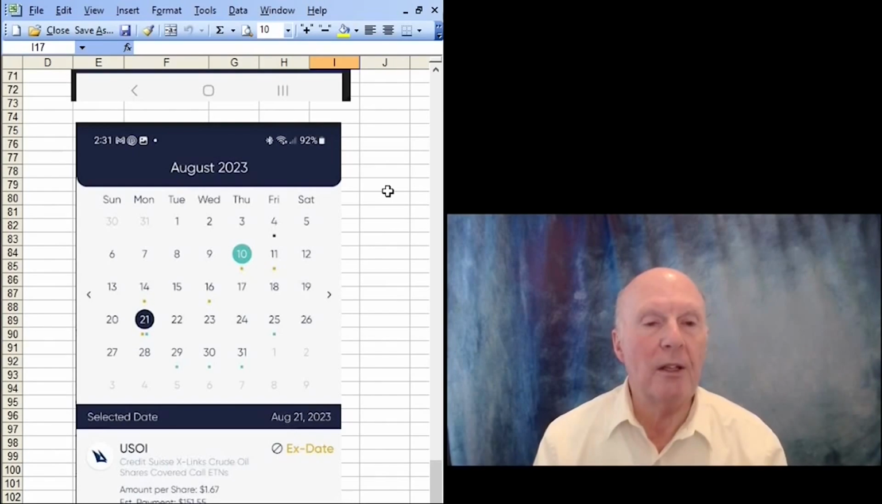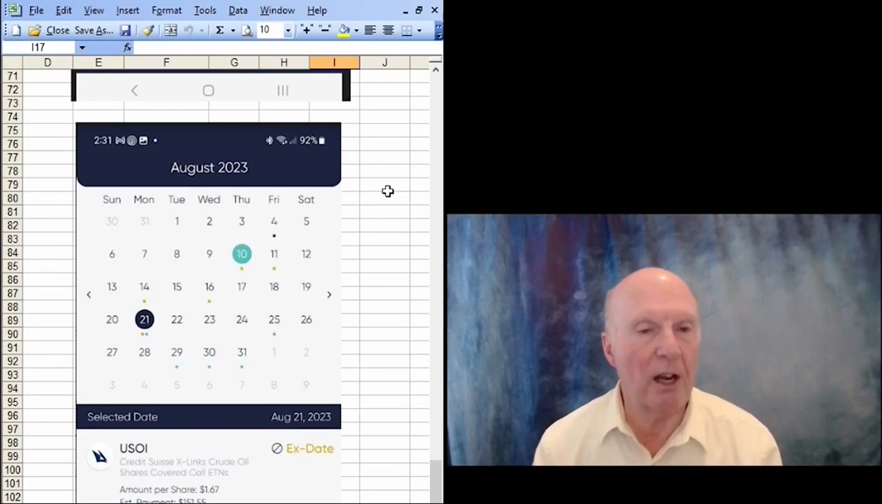So anyway, once you put in how many shares and what you paid per share, it'll tell you the value according to the current market. It'll tell you what your dividends that are declared are going to be.